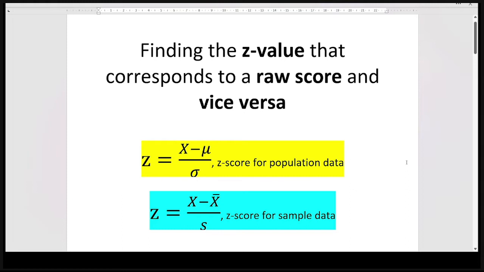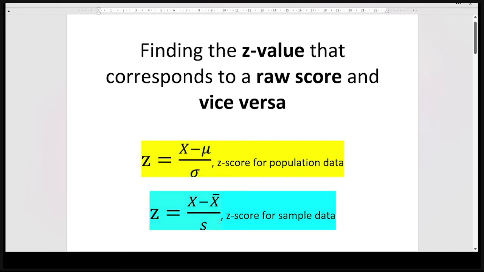First, in finding the z-value that corresponds to a raw score, we will be using the following formula. If we have a population data, then the corresponding z-value is determined by subtracting the population mean from the given raw score, and the difference will be divided by the population standard deviation.